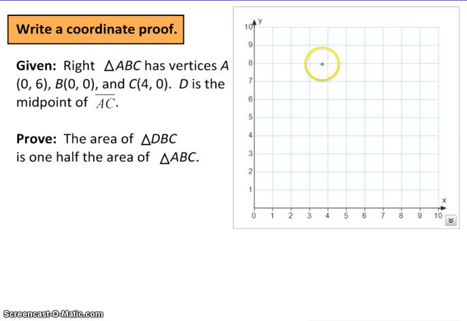Alright, so let's work on the next proof. It says, given a right triangle ABC has vertices 0, 6, and that's A, 0, 0 for B, and C is 4, 0. So let's go ahead and connect those points.